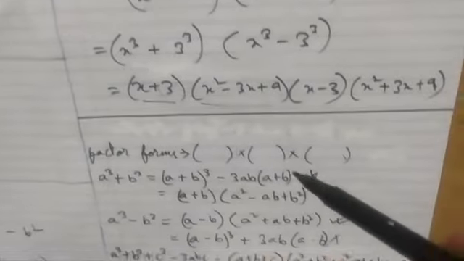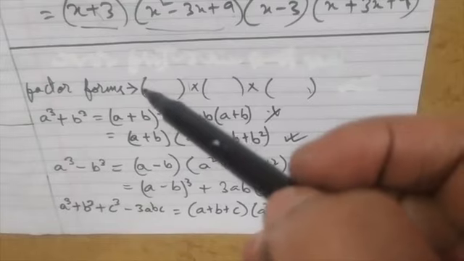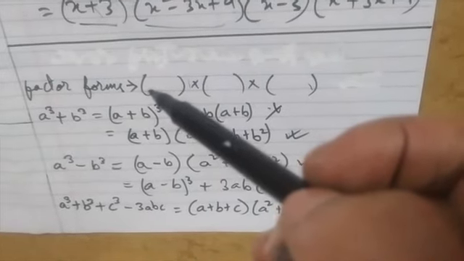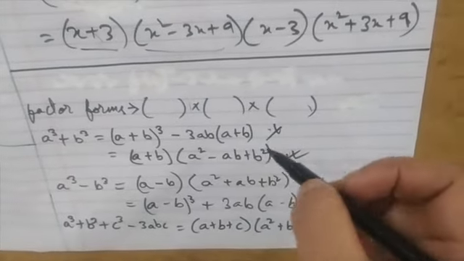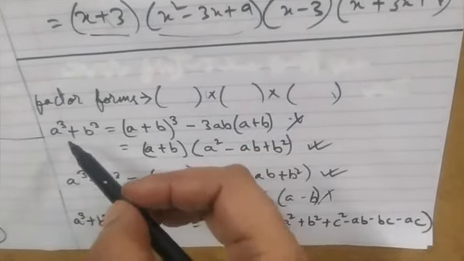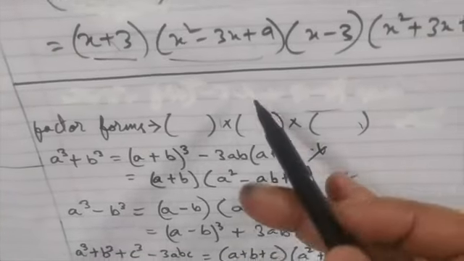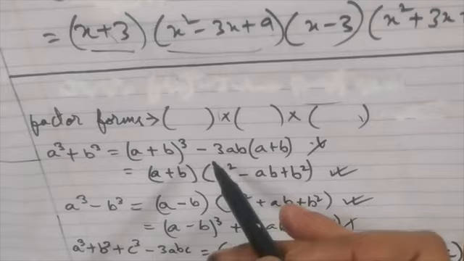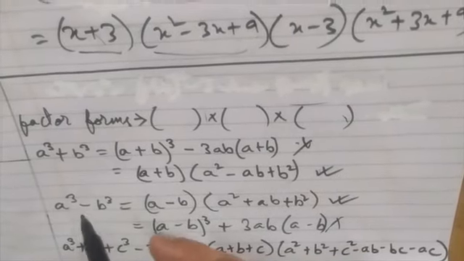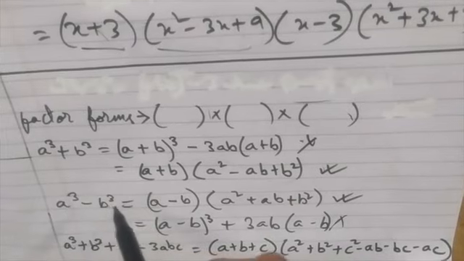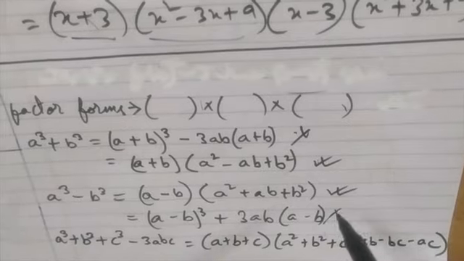Now the formulae for factorization are the same as the formulae for expansion which were given in expansion part 1, but we have to use those forms only. Like a³ + b³ is (a + b)³ − 3ab(a + b), and also (a + b)(a² − ab + b²), but we are using this one. It's the same as a³ − b³ = (a − b)(a² + ab + b²). We are using this one and not the other.